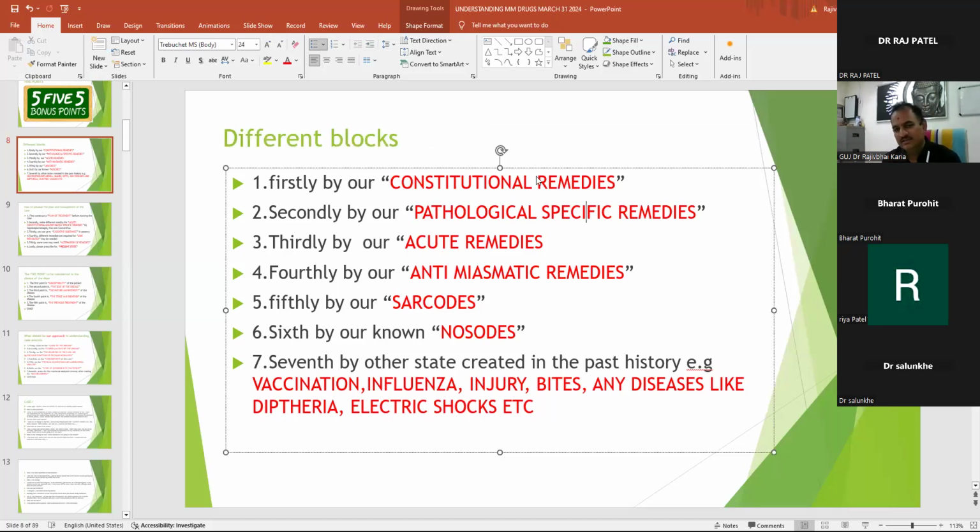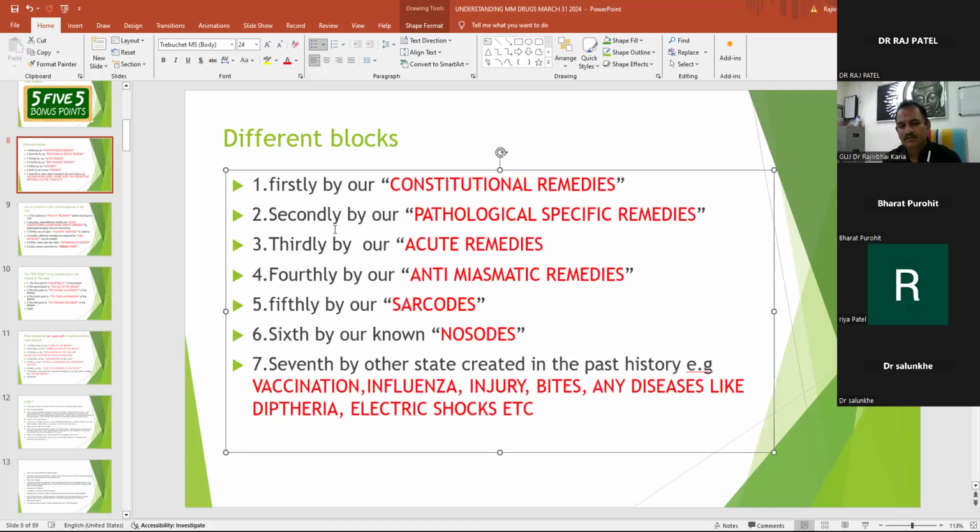I can tell many more, but time constraint still. First, by our constitution. Second, by pathological specific remedies. Third, by acute remedies. Fourth, by anti-miasmatic remedies like Moxol in syphilitic, nitric acid in sycotic cases, even Thuja. In psoric cases, we need psorinum and sulphur. Fifthly, by our sarcodes like thyroidinum. Sixth, by our known nosodes, medorrhinum.